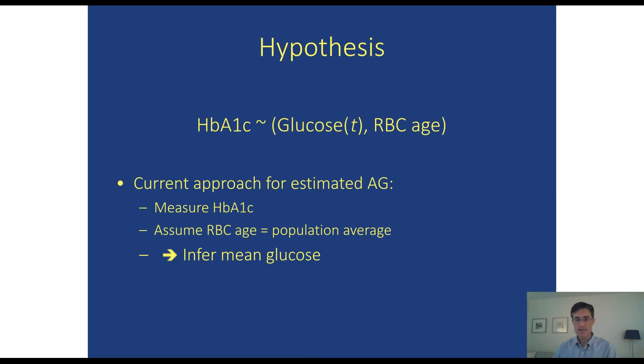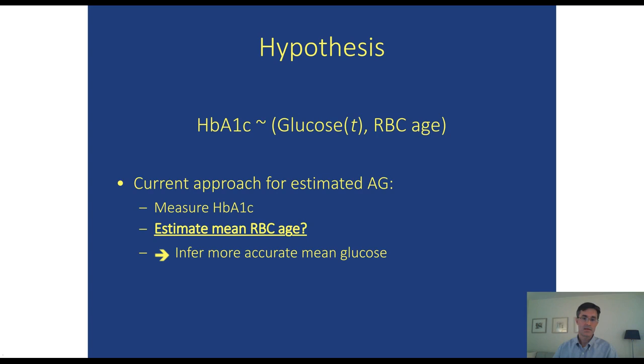The basic idea here is if hemoglobin A1c is determined only by glucose and by red cell age, then what that means about our current clinical approach is that we're measuring hemoglobin A1c, and then we're assuming that every patient has the same mean red blood cell age equal to the population average. Making that assumption, we're then able to infer the mean glucose.